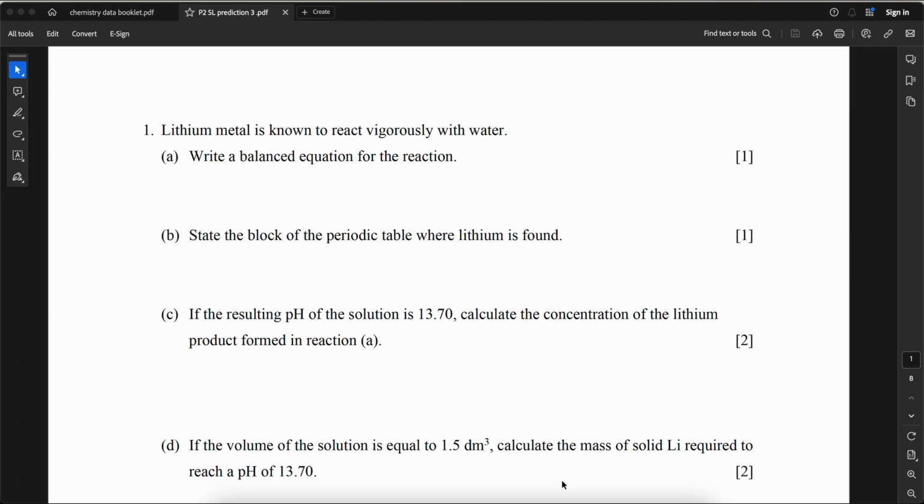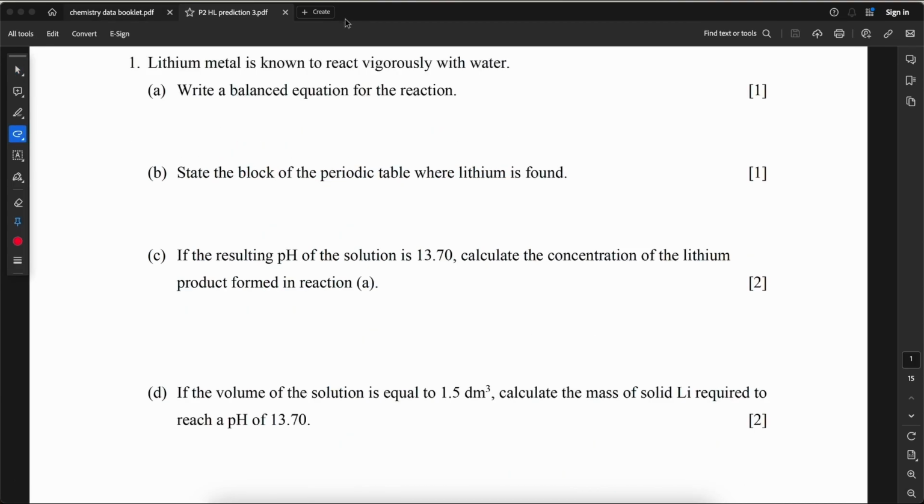And let's get started. Lithium metal is known to react vigorously with water. Write a balanced equation for the reaction. So lithium metal, that would be solid, when it reacts with water liquid, will produce LiOH aqueous and hydrogen gas. So we need to balance them. So this will be 2, this will be 2, and this will be 2 as well.